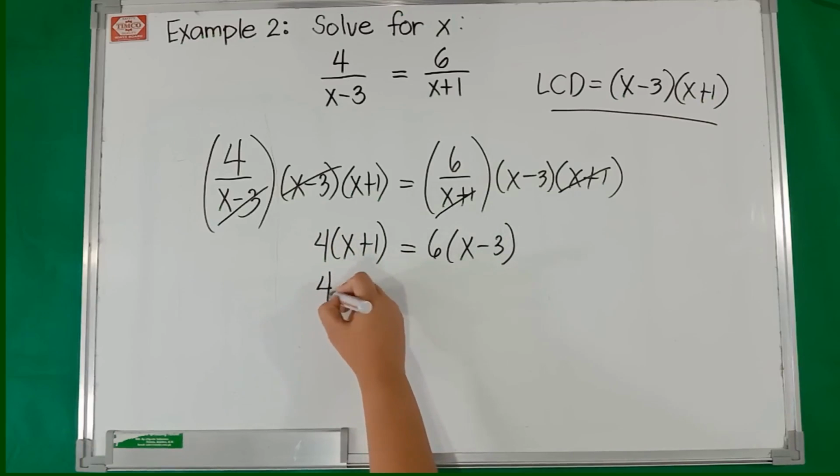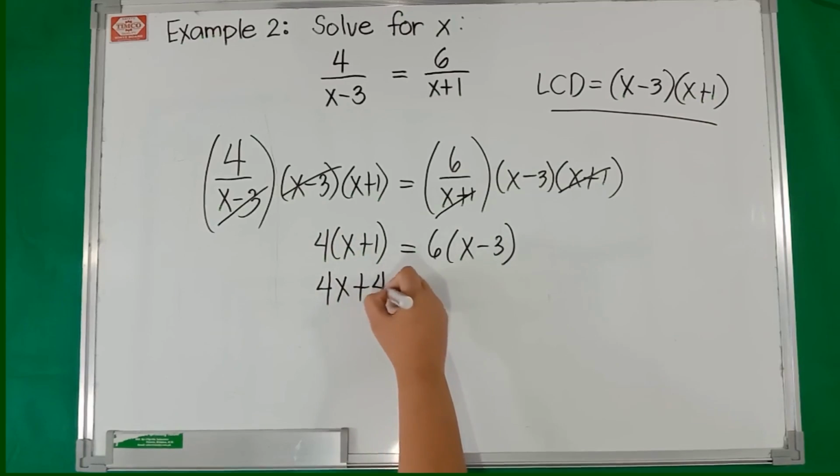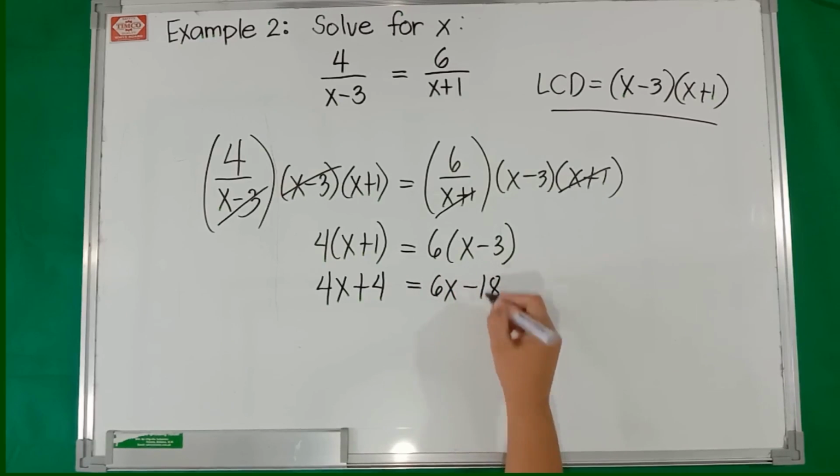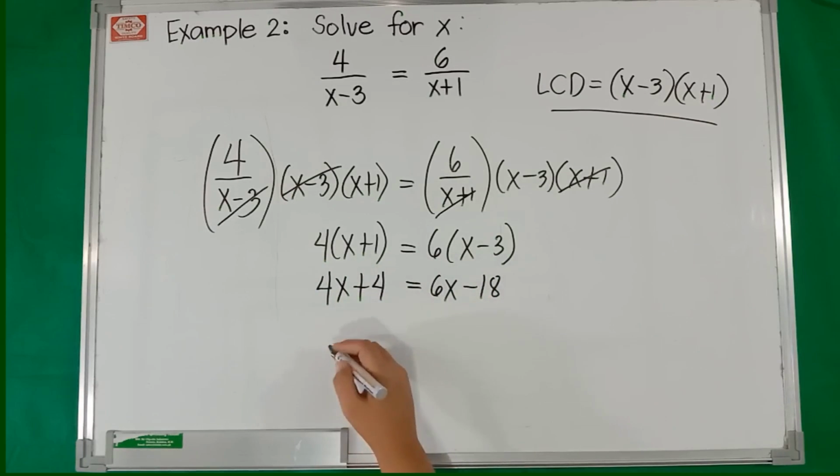4 times x is 4x, and 4 times 1 is 4, equals, same as with the right side, we can distribute 6 in the binomial. 6 times x is 6x, and 6 times negative 3 is negative 18. We will transpose 4 to the right side and negative 18 to the left side.